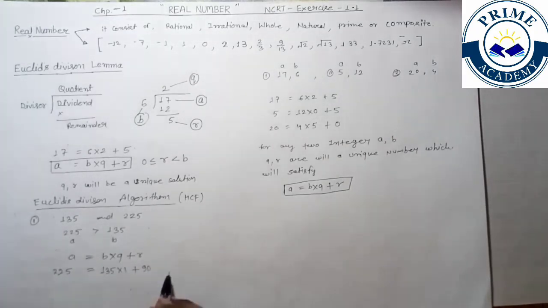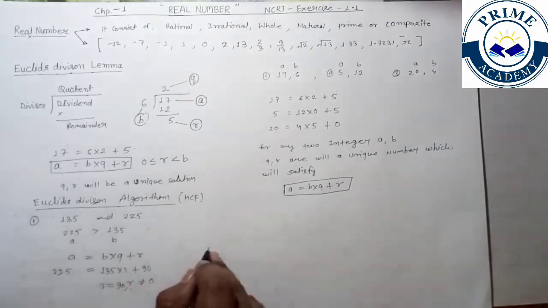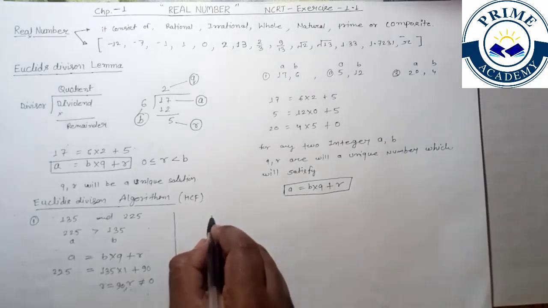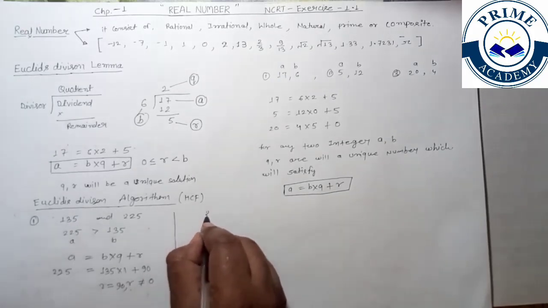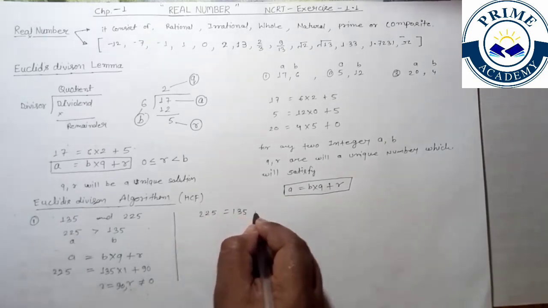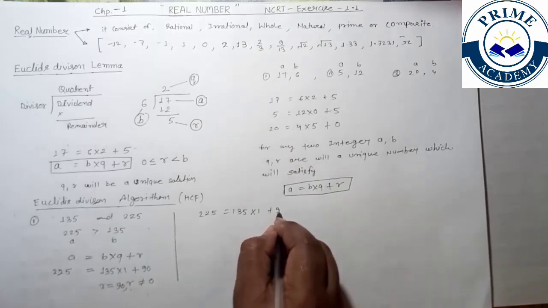So here this 90 is the remainder, which means R is not equal to 0, because R equals 90. So we have to proceed further. Again I am writing what you have got here: 225 equals 135 into 1 plus 90.